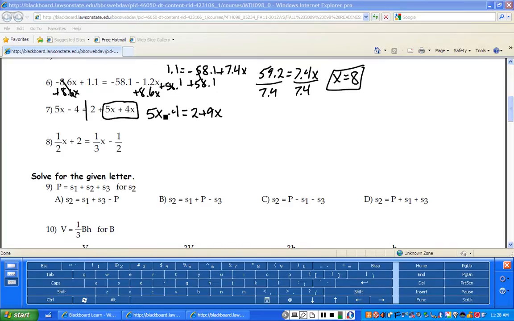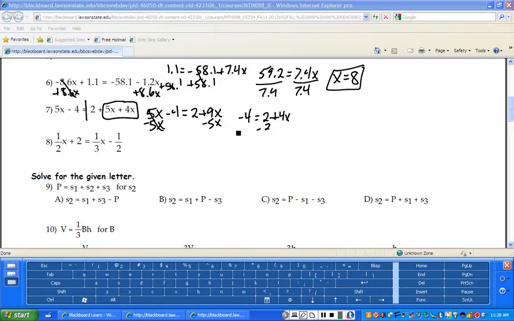Variable still on both sides of the equation, moving the smaller to the bigger. So minus 5x, minus 5x. So that cancels. For 9x minus 5x, 4x. So negative 4 equals 2 plus 4x.